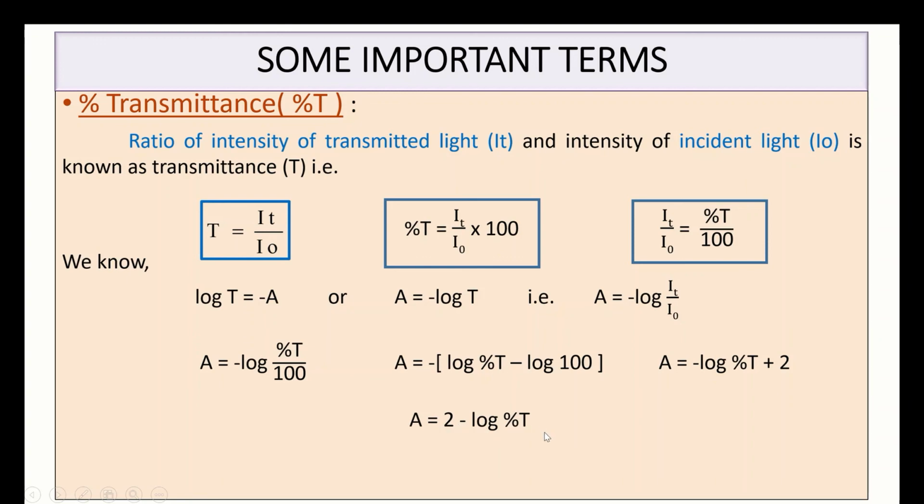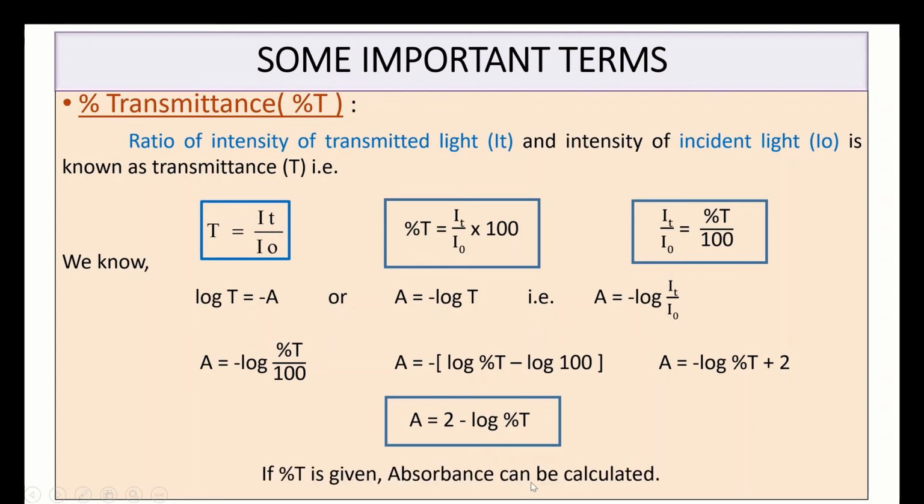See, sometimes in a few instruments that we use, colorimeter, we are given only the absorbance knob, or we have only percentage T. So, using this relation, we can determine absorbance if percentage T is given, or we can determine percentage transmittance if the absorbance value is known.